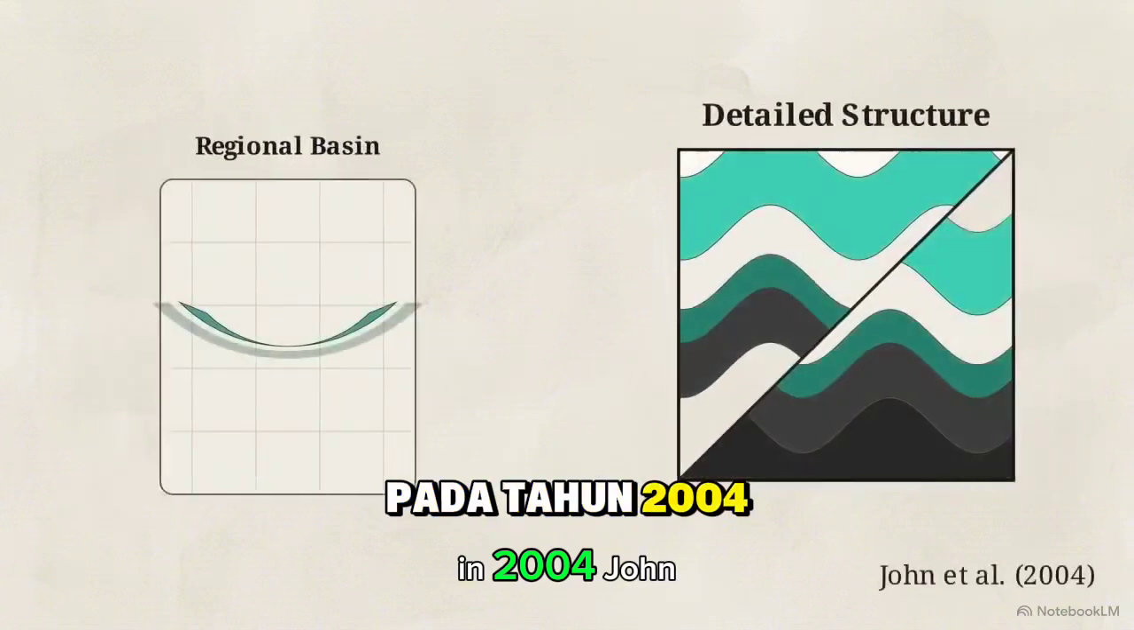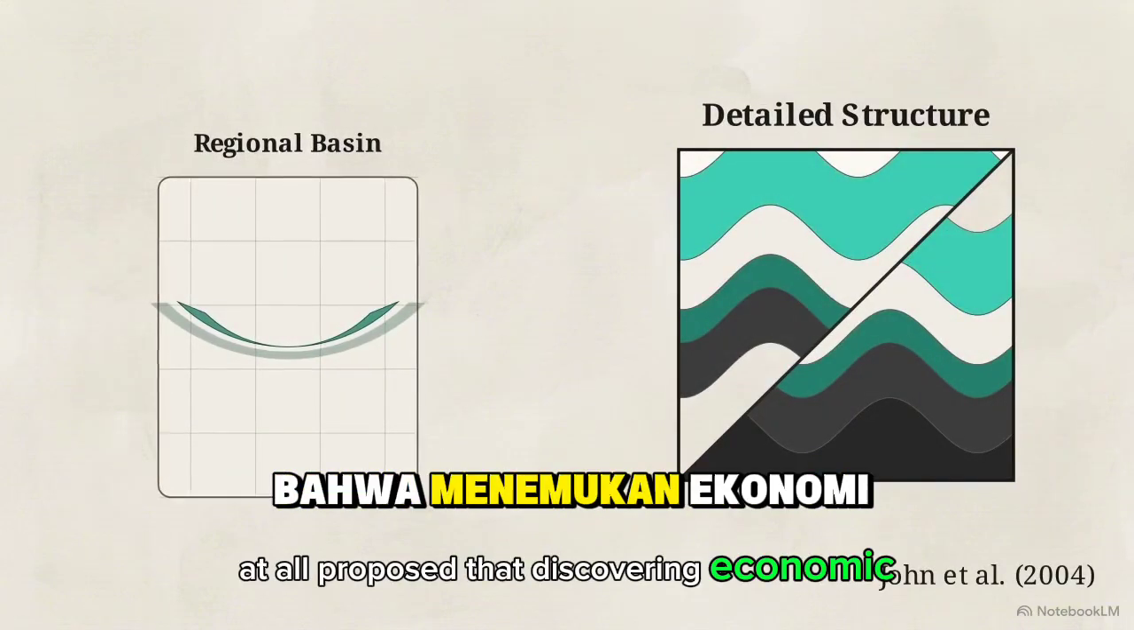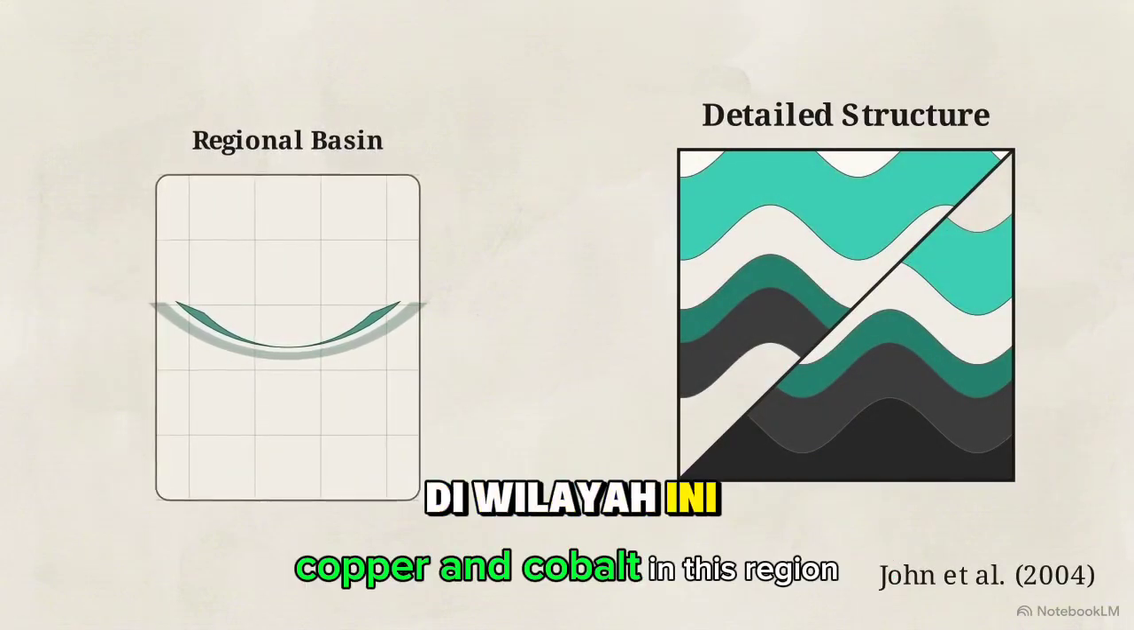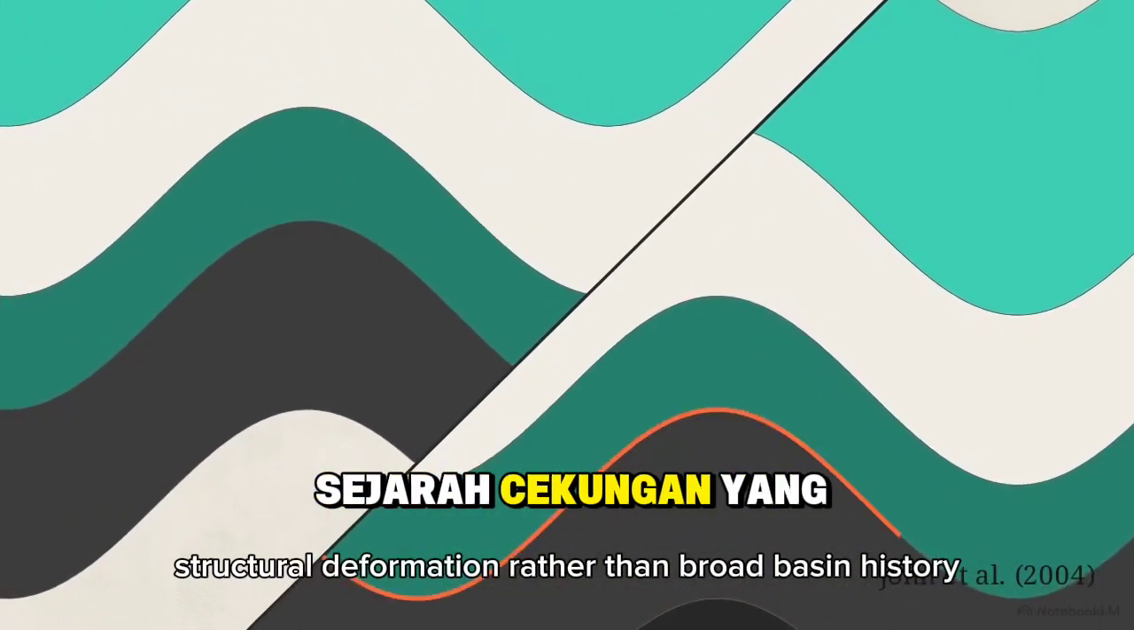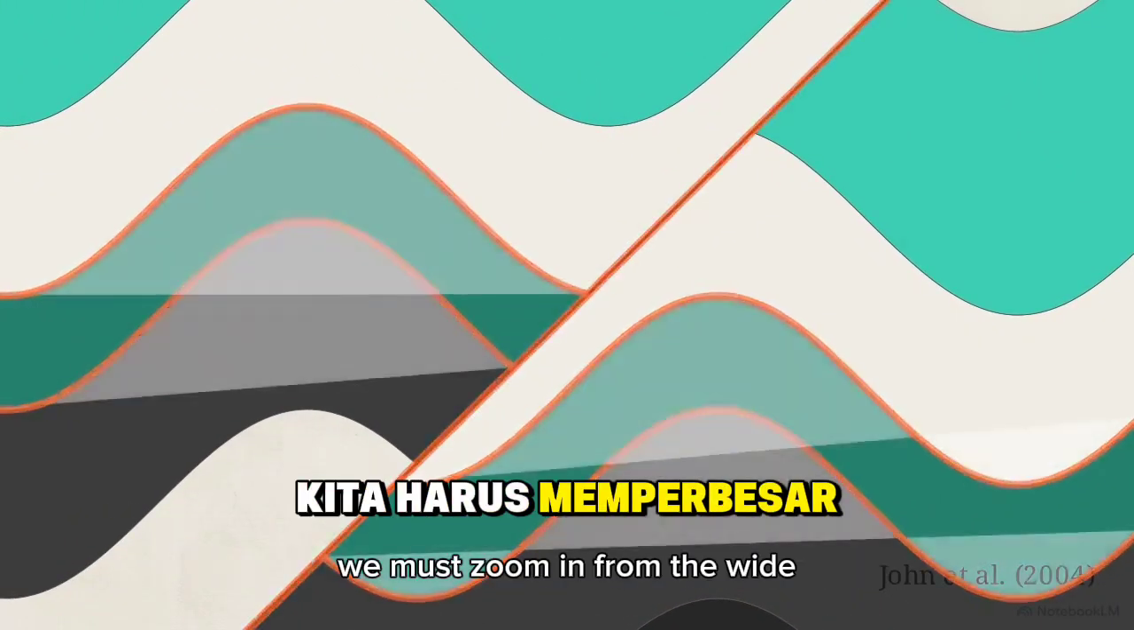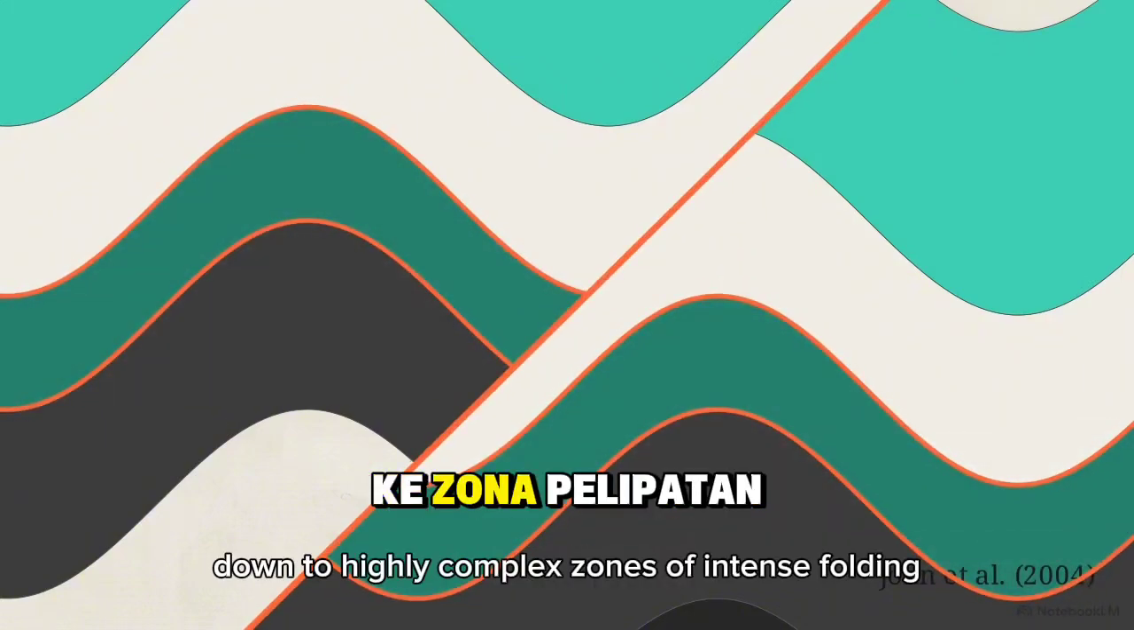In 2004, John et al. proposed that discovering economic copper and cobalt in this region depends on mapping localized structural deformation rather than broad basin history. We must zoom in from the wide regional map down to highly complex zones of intense folding and faulting.